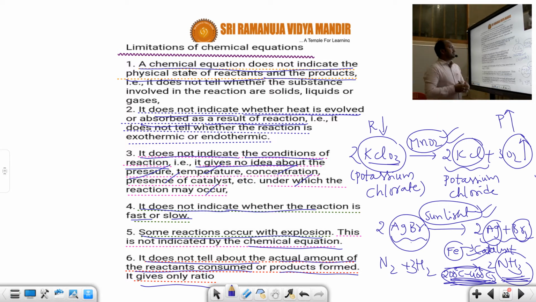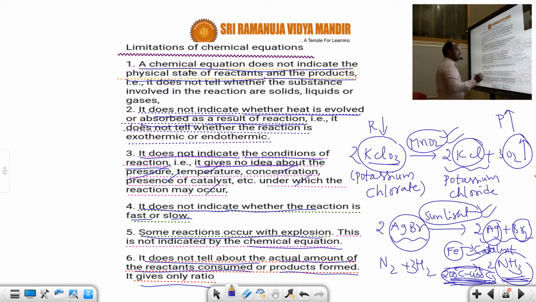And third, it does not indicate the conditions of the reactions. That means it has no idea about the pressure, temperature, concentrations, or presence of a catalyst. In some reactions a catalyst is required, in some reactions pressure is required, in some reactions a higher temperature is required, and in some reactions an optimum temperature is required. That information is not given by chemical equations.